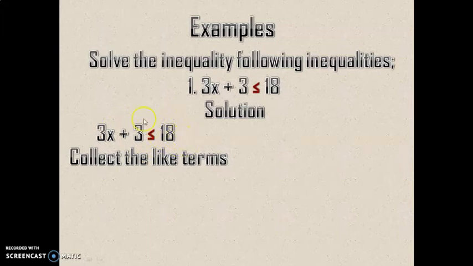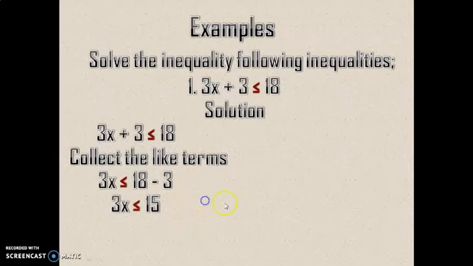So I can move this plus 3 to the right hand side. And since it's plus 3 here, by the time it crosses the sign of inequality, it will change to minus. So I'm going to have 3x less than or equal to 18 minus 3. Is that okay? So the next thing is, 18 minus 3 is 15. So 3x is less than or equal to 15. Are we on the same page?